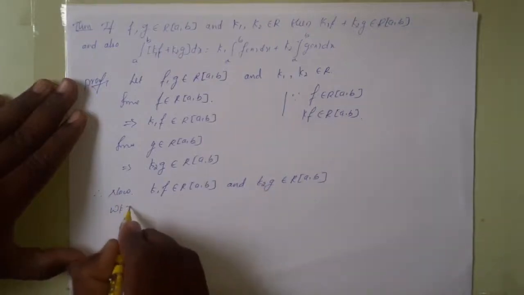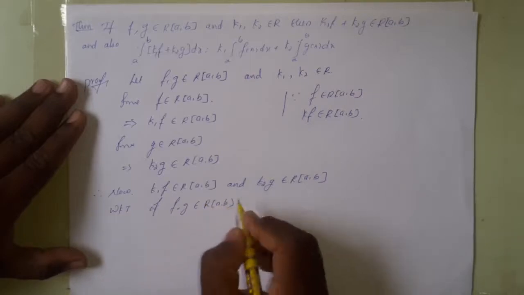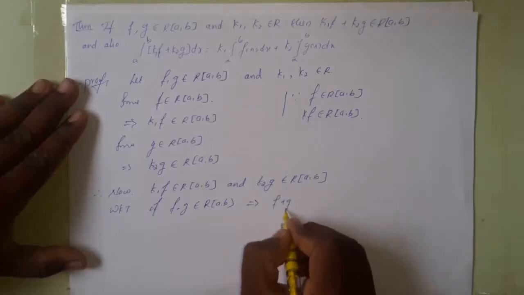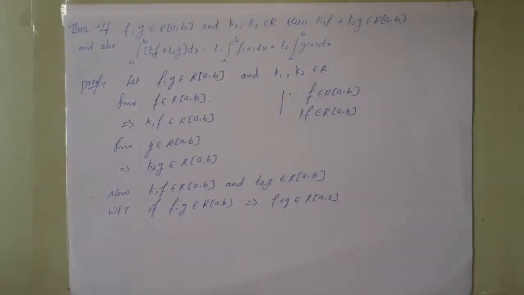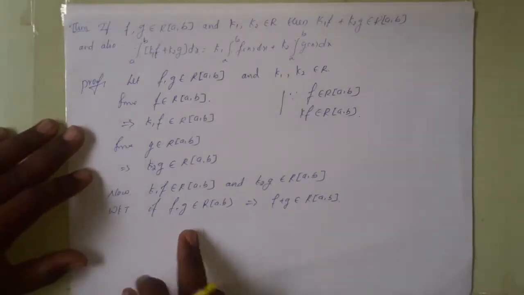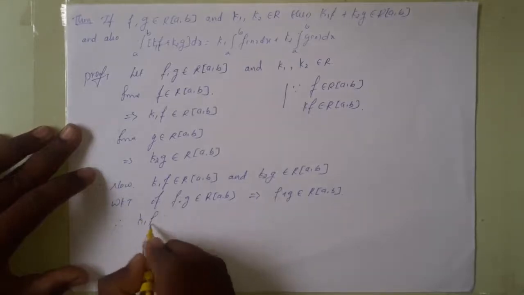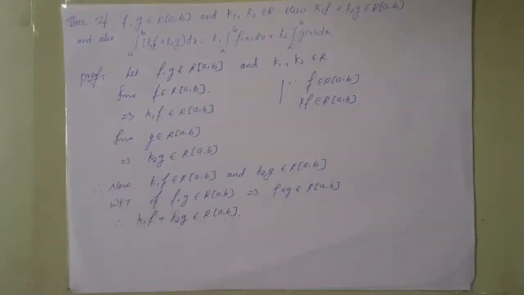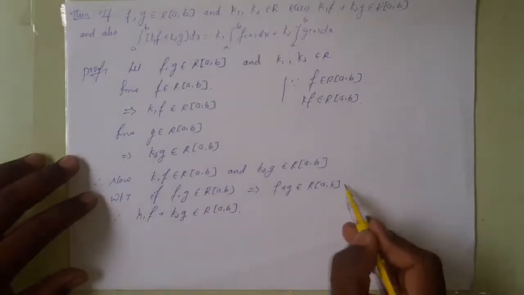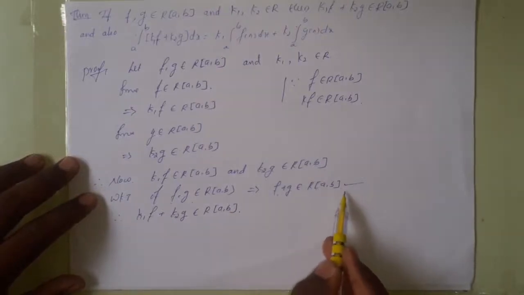Now, we know that if f, g belong to R[a,b], then f plus g belongs to R[a,b], because by using the algebra of Riemann integrable functions, the sum and difference are Riemann integrable functions. So, therefore, if f and g are Riemann integrable functions, then the sum of them is also a Riemann integrable function. So, therefore, we can write that k1 f plus k2 g belongs to R[a,b], right? Because by using the condition, f and g belong to R[a,b], it implies f plus g belongs to R[a,b].